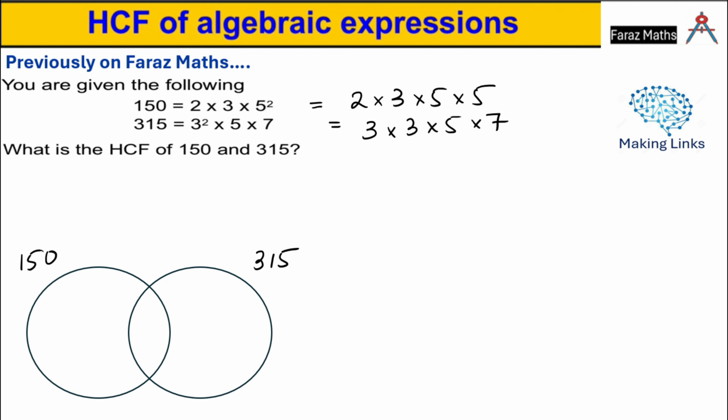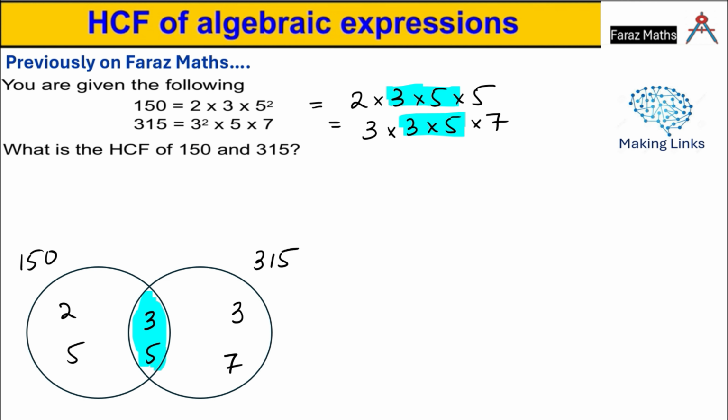Now you have to pick out the common factors. So the common factors are 3 and 5. They are present in both. So this is the common region over there. So you have to write 3 and 5. And the other factors of 150 are 2 and 5, so it will come there, and 3 and 7 for 315 will come there.